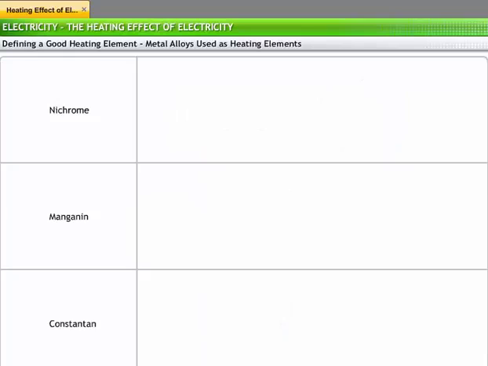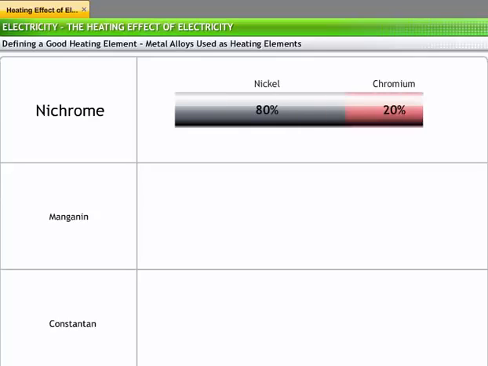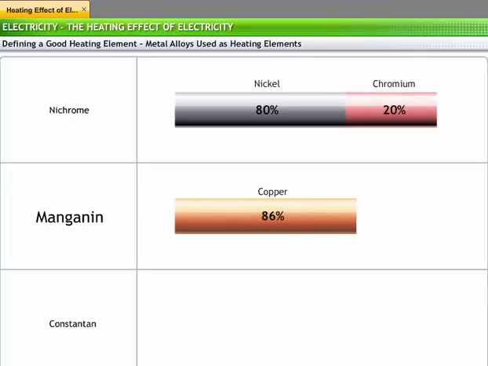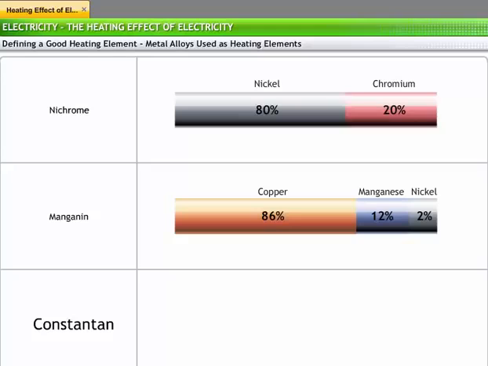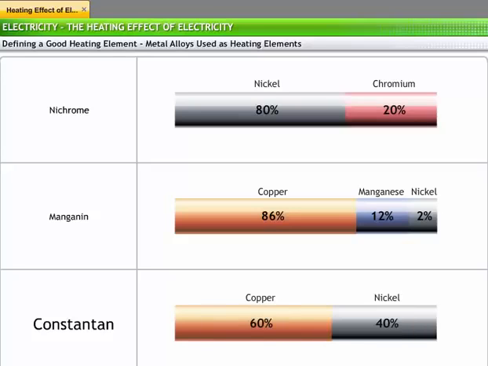Three metal alloys most commonly used as heating elements are nichrome, an alloy composed of 80% nickel and 20% chromium; manganin, which is 86% copper, 12% manganese, and 2% nickel; constantan, a copper-nickel alloy with 60% copper and 40% nickel.